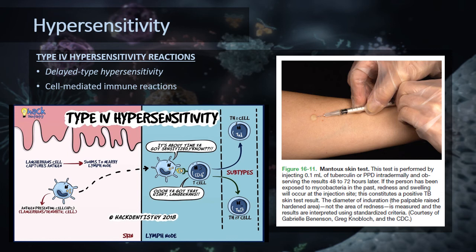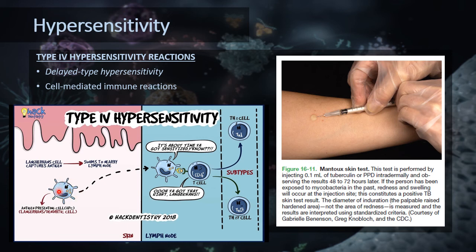With type 4 hypersensitivity reactions, these reactions are referred to as delayed type hypersensitivity or cell-mediated immune reactions and are part of the cell-mediated immunity. This type of hypersensitivity will involve the antigen-presenting cell. Usually these are the Langerhans or the dendritic cells.